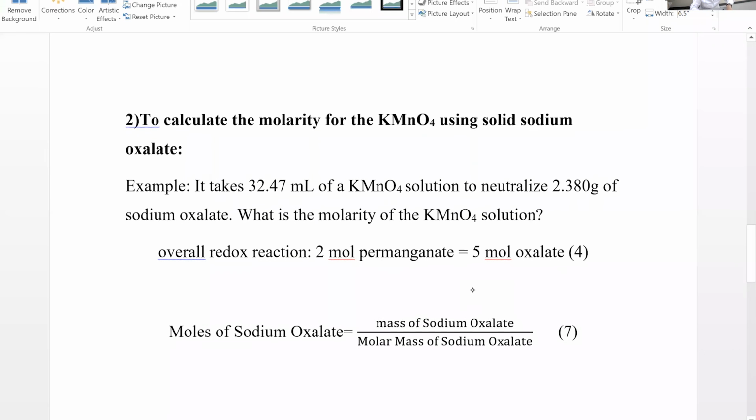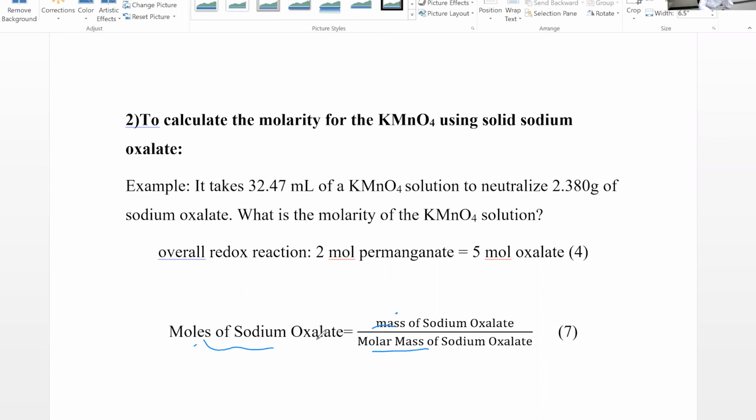You can also find the molarity of potassium permanganate. If your potassium permanganate is not standard, you would use sodium oxalate. And with the sodium oxalate, you can do the titration just like KHP. You measure the mass of sodium oxalate, dissolve it in water, and add permanganate until it's neutralized. Then you find the moles of sodium oxalate. Because it's a solid compound, moles of sodium oxalate is going to be mass divided by molar mass.